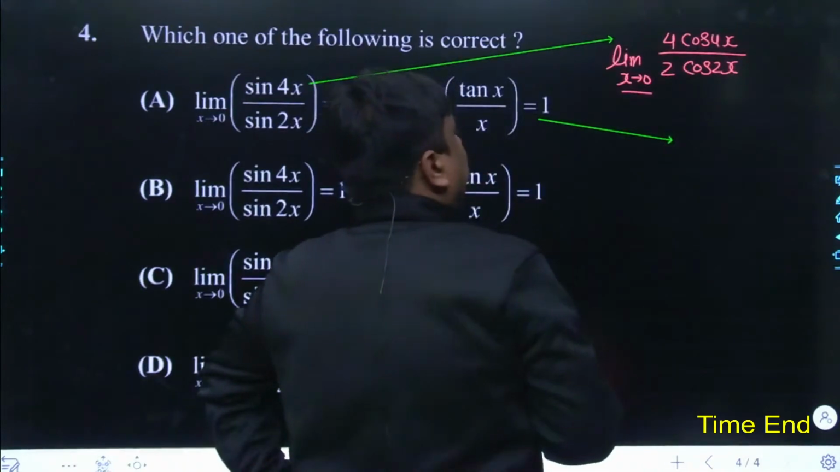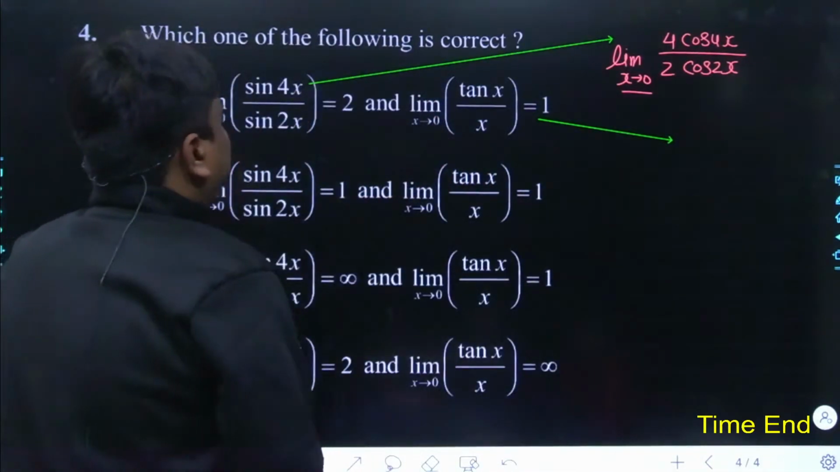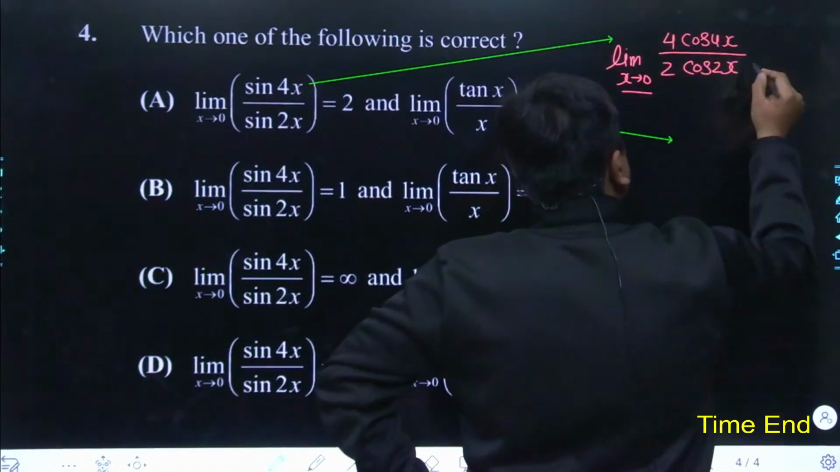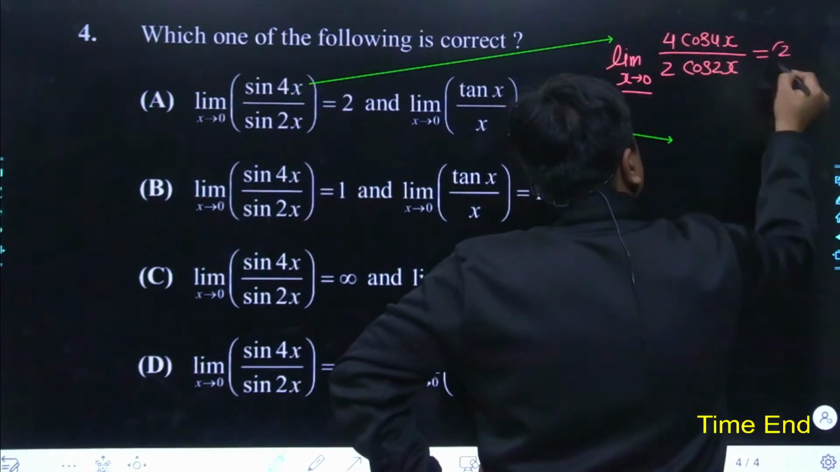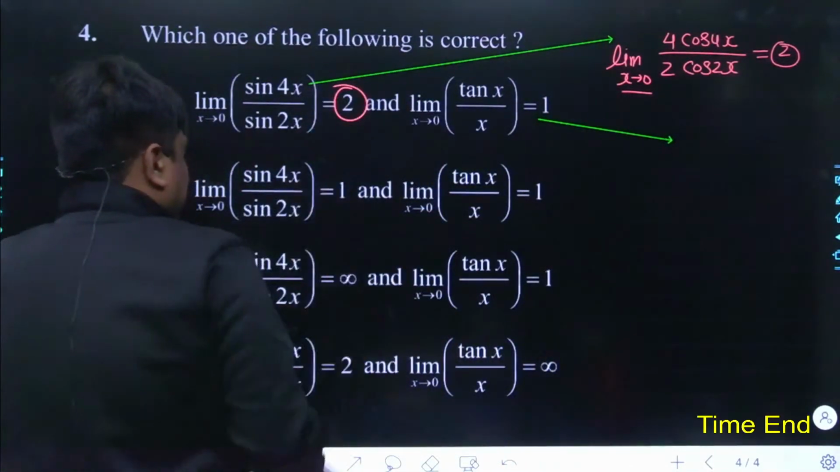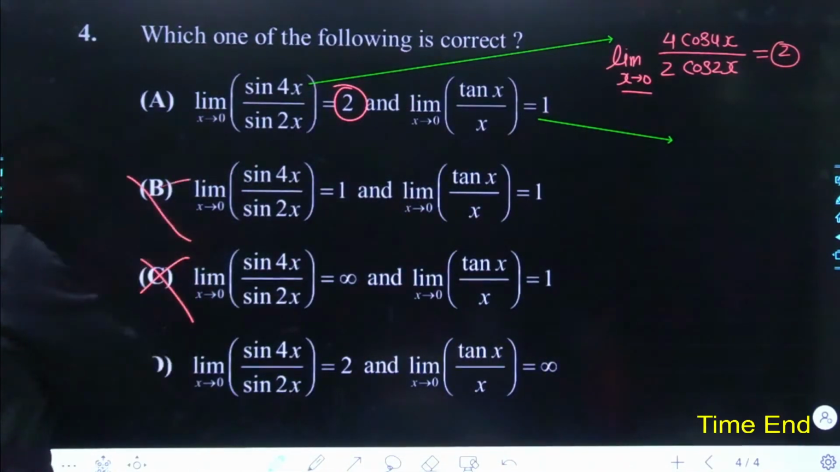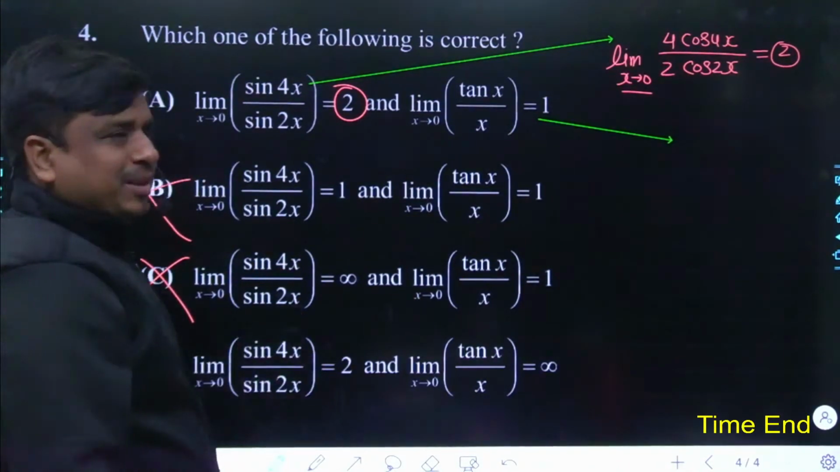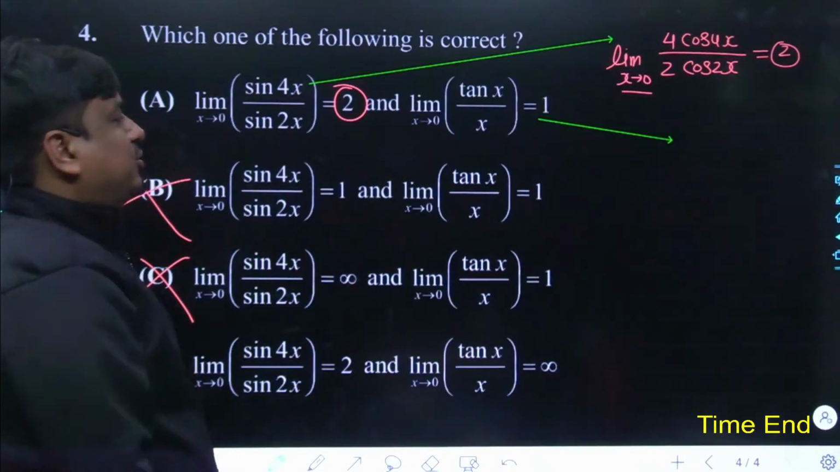And here it goes, limit x tends to 0. Once you feed x tends to 0, cos of 0 stands for 1. Towards numerator and denominator, 4 by 2 stands for 2. At least this is correct. So obviously C and B have been ruled out. The 2 has to come. But now I think it's the right time to also focus on the tan x over x.